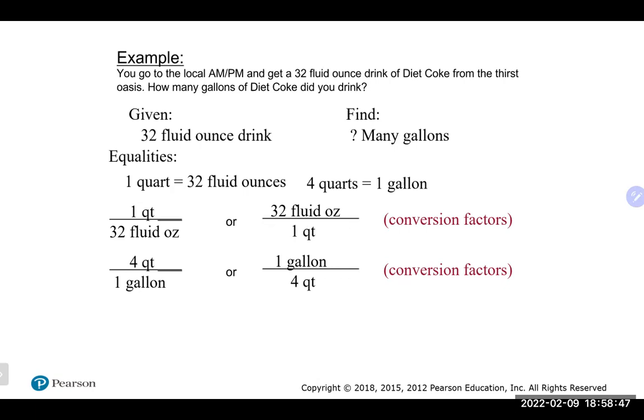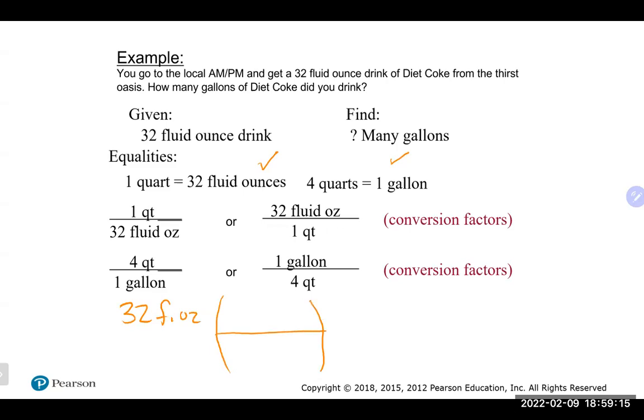Okay, let's take a look since we're getting towards the end here. So we're starting with fluid ounces. We want to get to gallons. My pathway here is to go from fluid ounces to quarts and quarts to gallons. Here's the appropriate conversion factors to get me there. I'm going to start with the original number, which is 32 fluid ounces.